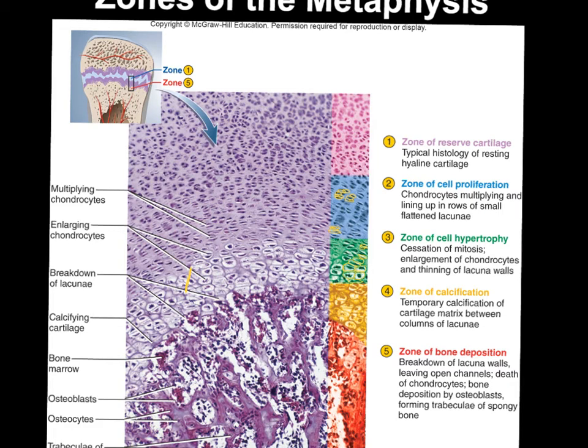bone depositing osteoblasts will enter into this and the osteoblasts will fill in this area and will then start laying down osteoid tissue, which then becomes calcified into true bone tissue. And that makes trabeculae of spongy bone. So we're making spongy bone inside of here.